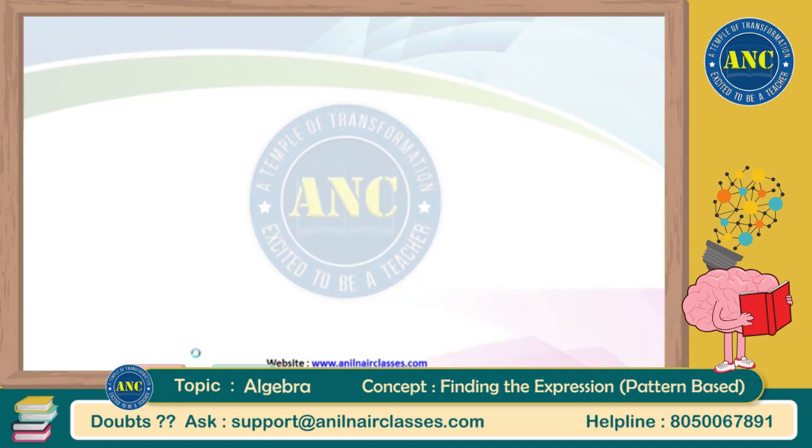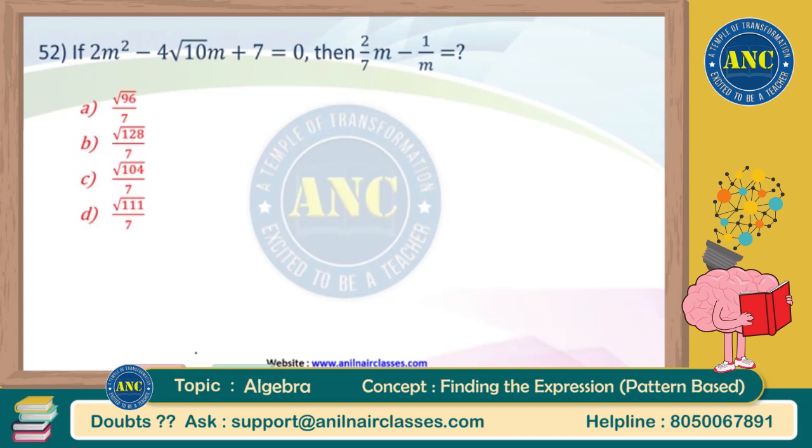Next question. Question number 52. These all things are very, very easy once you start understanding the logic of solving these questions. The question says, if 2m square minus 4 root 10 m plus 7 equal to 0, then find the value of 2m by 7 minus 1 by 7.